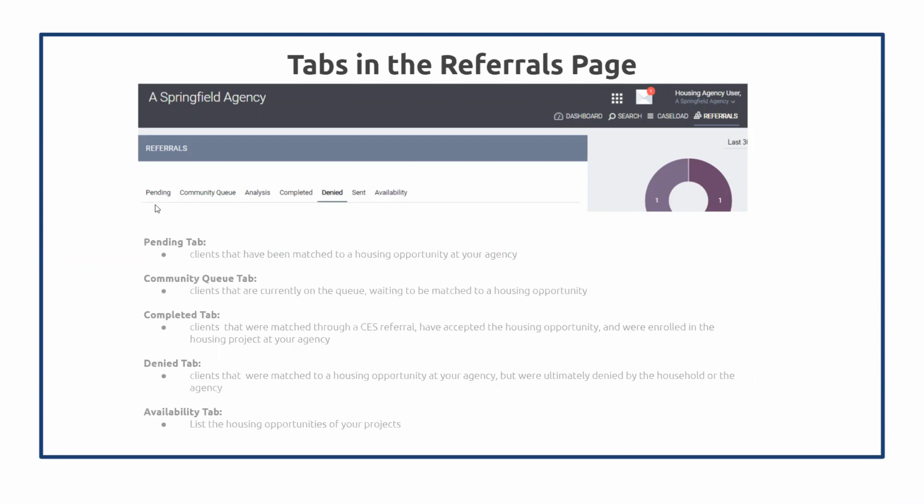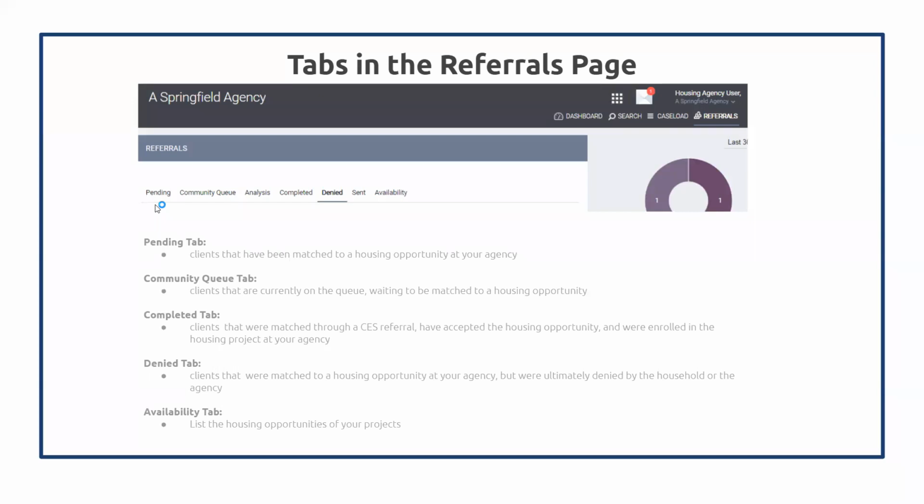In the completed tab, we can see the list of clients that were matched through CES referral and have accepted the housing opportunity and were enrolled in the housing project at my agency, right? So that's where I saw Mr. Bundy after I completed and I enrolled them in my rapid housing project.